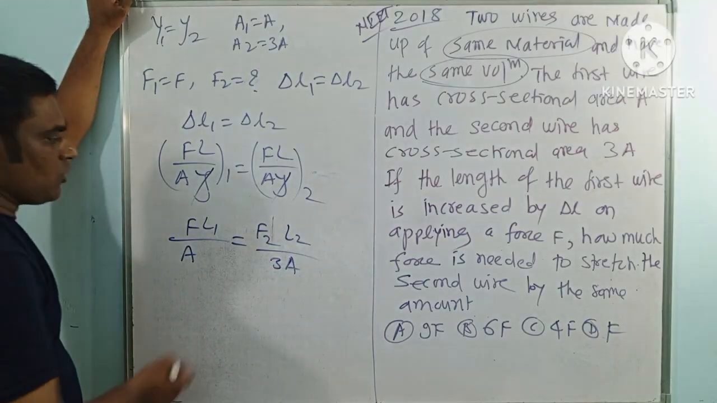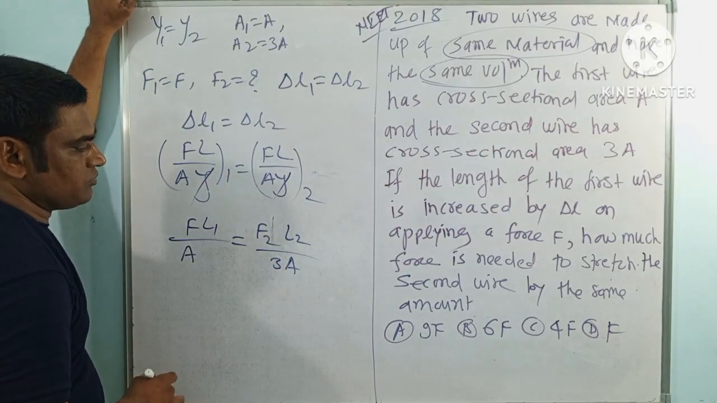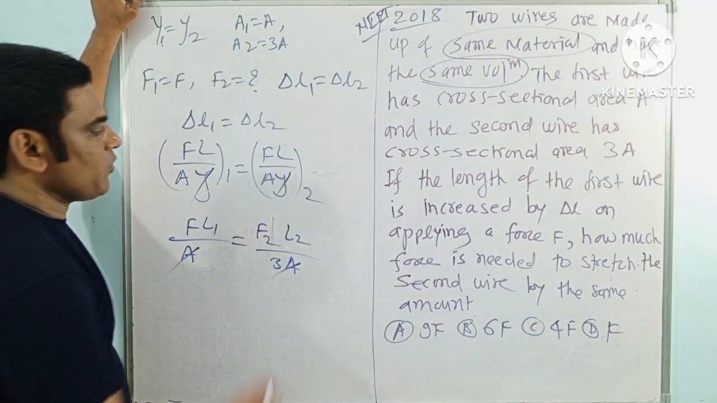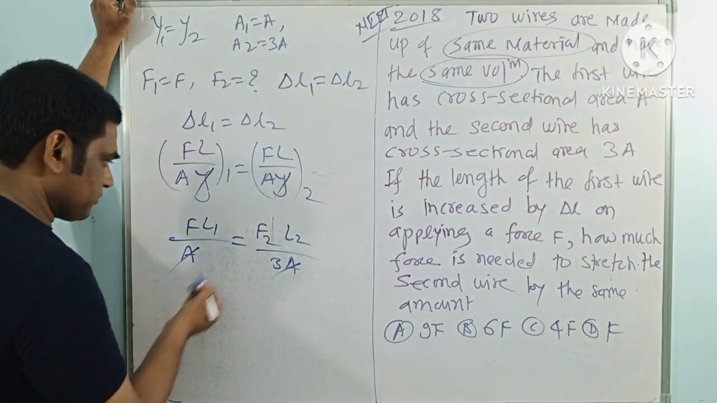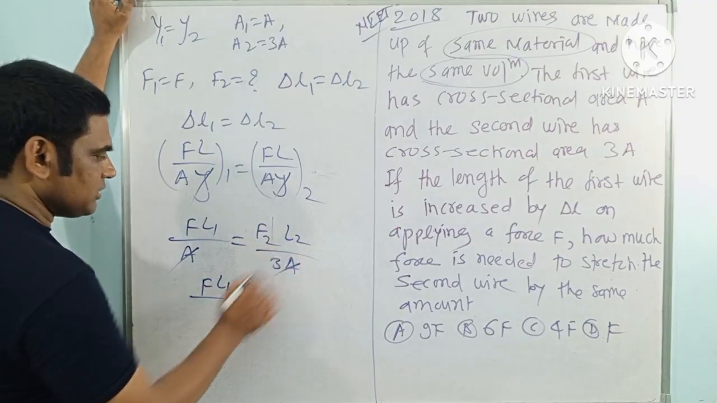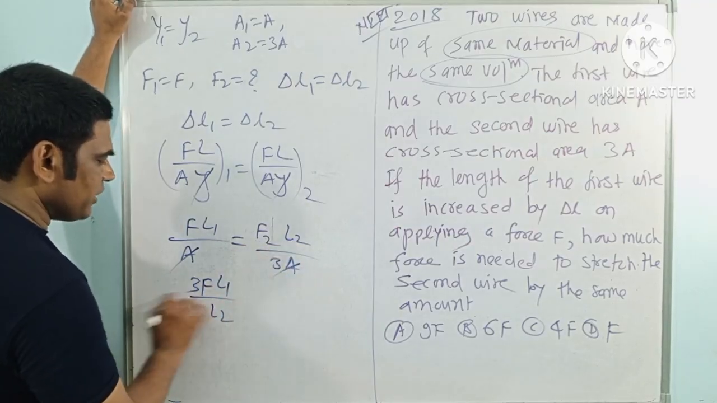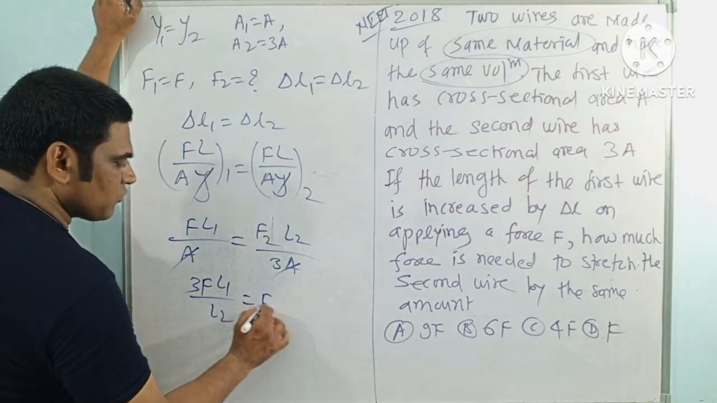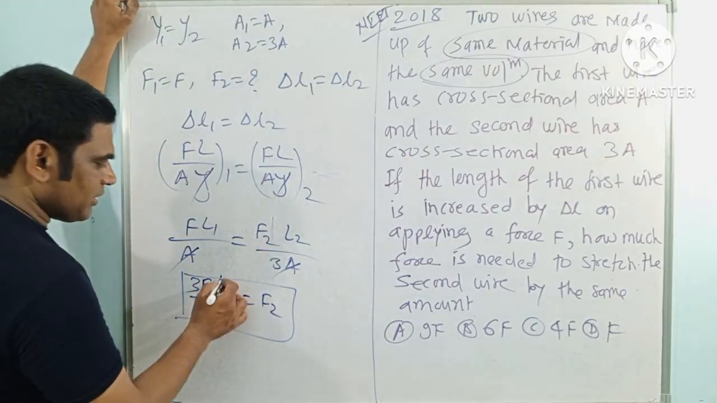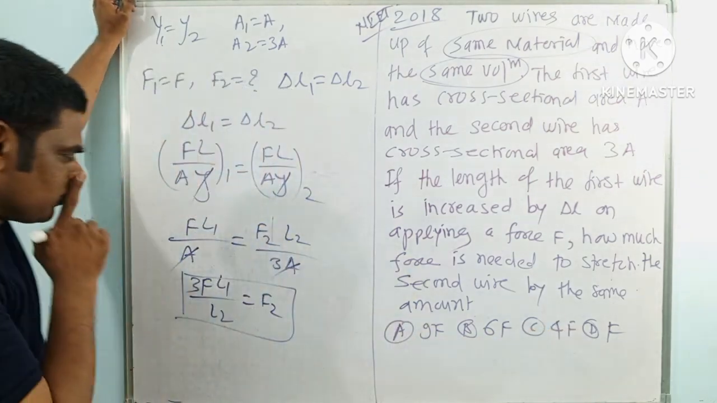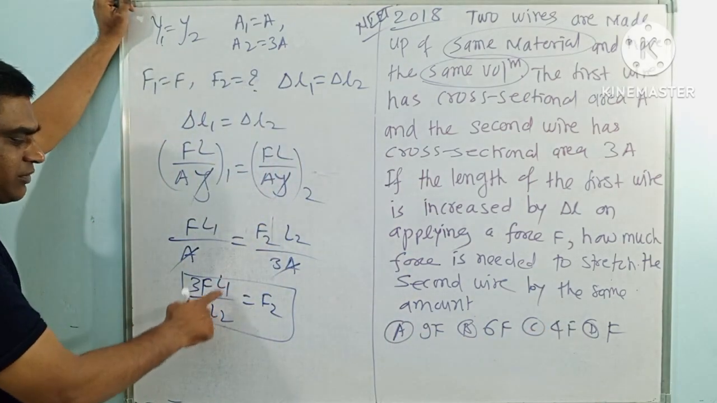So what about L1 and L2? That is the question. This area will get cancelled. So for L1 and L2, what do we need to do? This F2 we want to know. So F divided by L1, this L2 will come here, this 3 will go here. 3F L1 divided by L2 is equal to F2. But this L1 and L2 we have to cancel, because in the answer there is no L. So we need to find out the relation between these two.